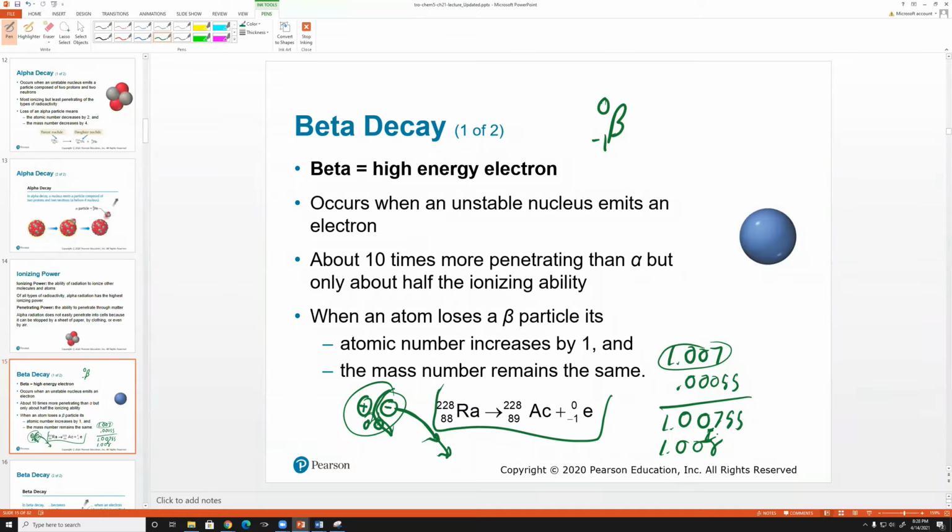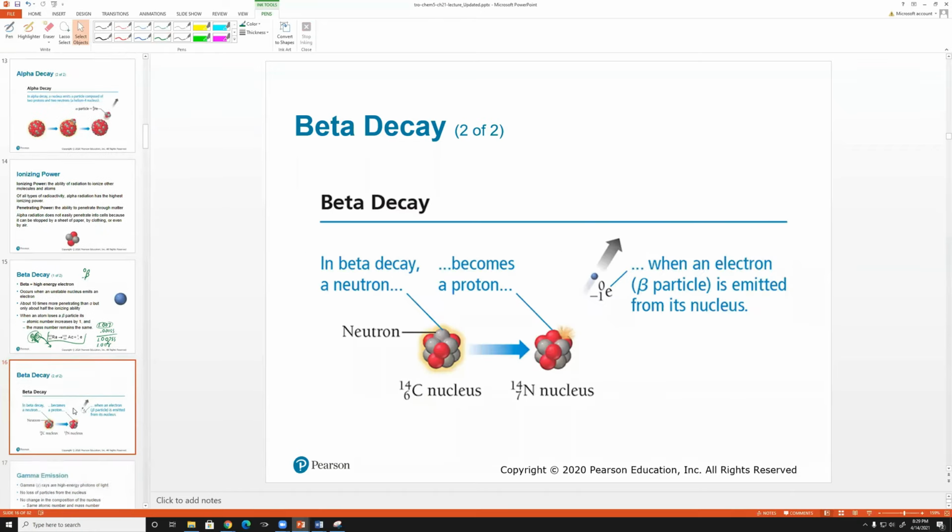And guess what that means? How do you calculate how much energy that is? Oh, E equals mc squared. Boom. That's exactly how to do it. That's what the mass defect is. E equals mc squared. Because these particles are moving at the speed of light, or very close to it. Okay, cool. So now that's beta decay for you. In beta decay, a neutron becomes a proton, and the electron is emitted.